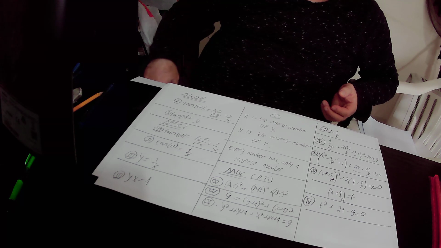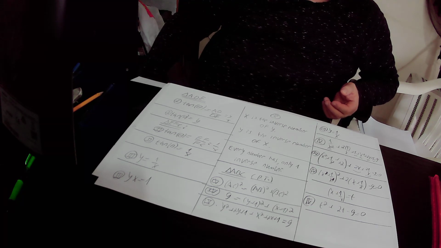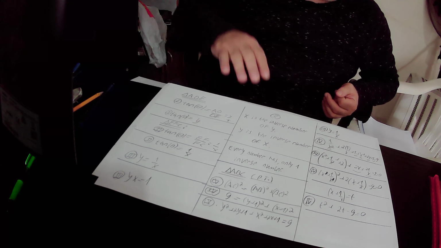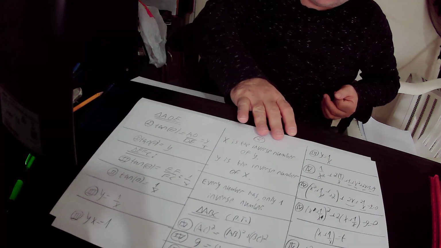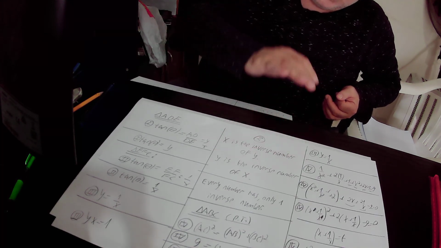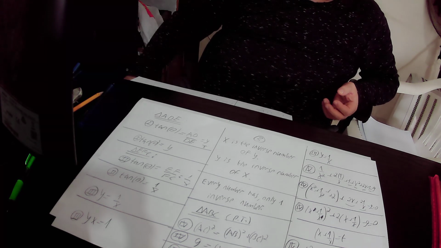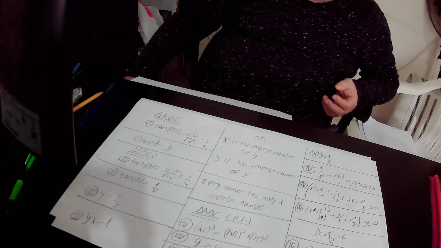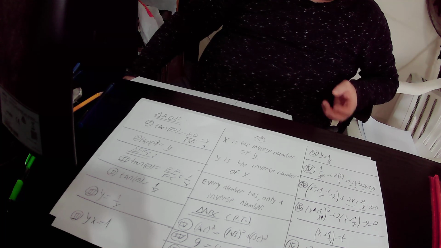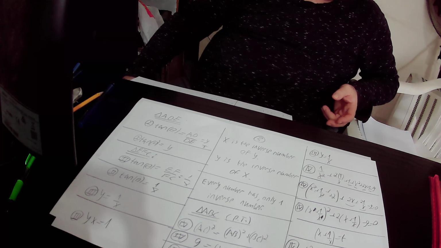What does it mean? When you multiply two numbers by each other and you get 1, it means that x is the inverse number of y, and y is the inverse number of x. And we have also another rule that every number has only one inverse number. The inverse number of 5 is 1 over 5 and only 1 over 5. And the inverse number of 1 over 5 is only 5. It's 5 and only 5.